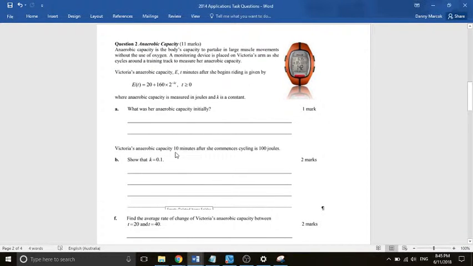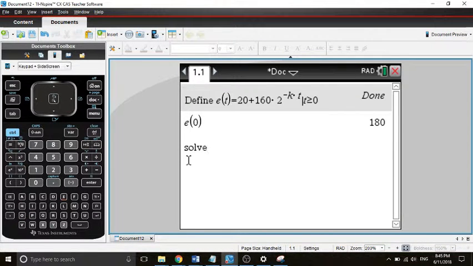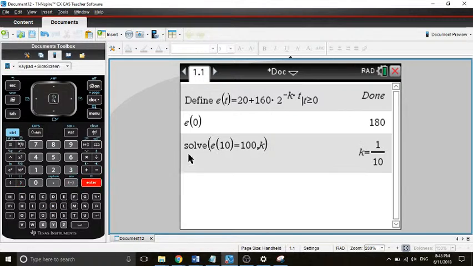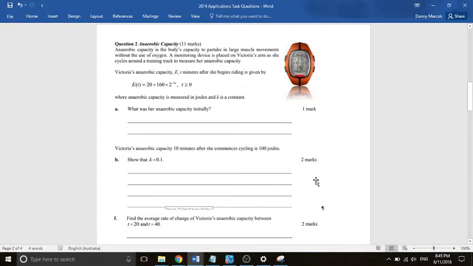So her anaerobic capacity at 10 minutes after she commences is 100 joules. Okay, so that means we're setting this to 100, and t to 10. So I'll say solve E of 10 equals 100 for k, and there we go. We'd write down this, and instead of t we'd put 10 equals 100, and then k gives us the answer.